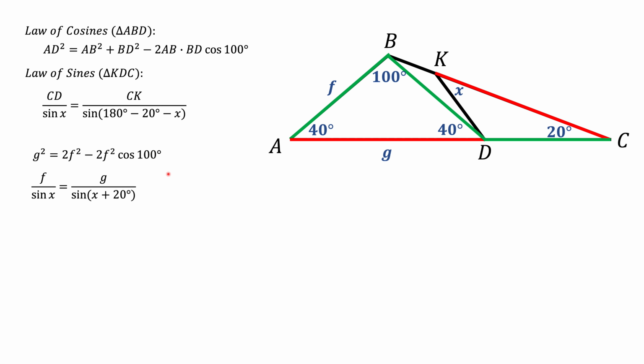This is what we're going to get in case of law of cosines. This is what we're going to get in case of law of sines. Now, I also use the fact here that sine of 180 minus angle Z equals sine of Z. And that's what I use to replace this sine with this sine, okay?